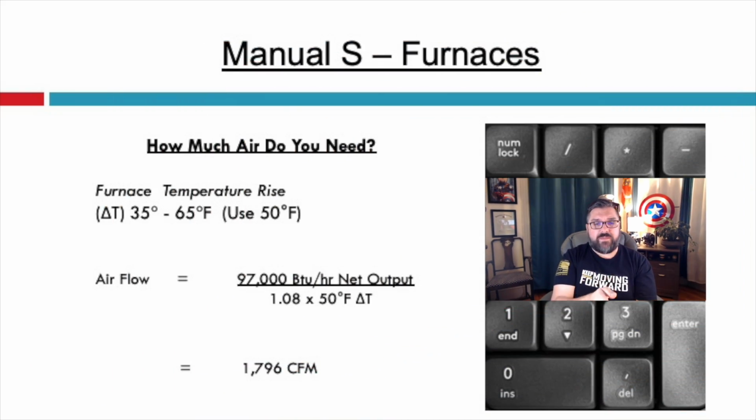So we use that 50-degree temperature rise right in the middle. That's the design delta T. We're going to have the same bottom portion, but of course, instead of an 80,000 BTU output for this furnace, it's actually going to be 97,000 BTUs.